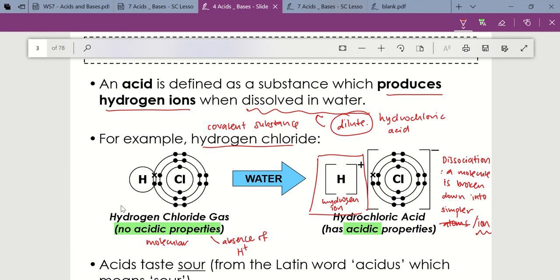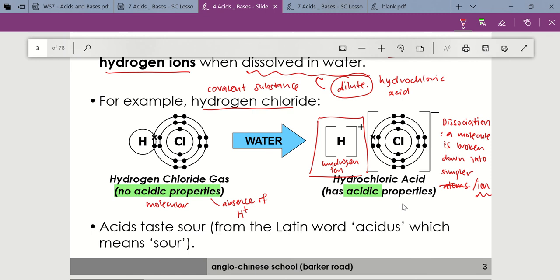If I expose this to dry litmus paper, I won't see any observations. However, if my litmus paper is moistened with water, it will cause blue litmus paper to turn red, because it will then contain water for it to dissociate into hydrogen ions and the chloride ion in this case. So this is the dissociation process and the importance of hydrogen ions. Other information about acids: one of the physical properties of acids is that they taste sour. And I think a lot of you will have known this by now.